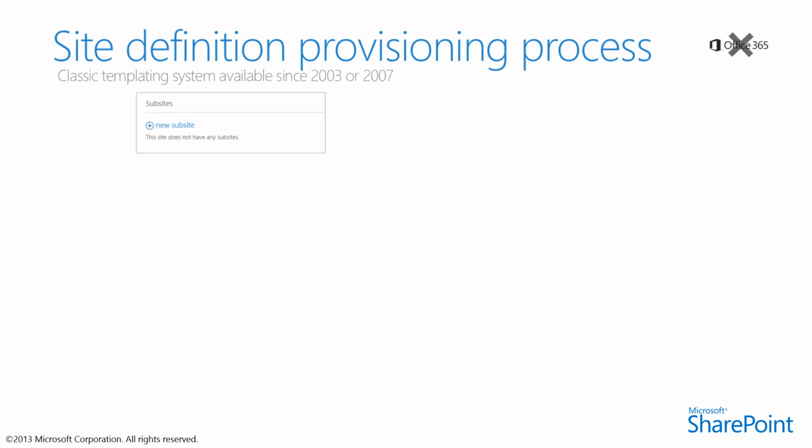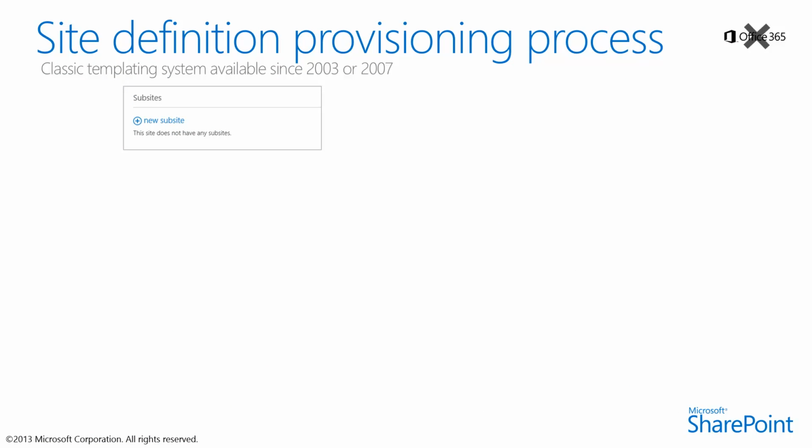The following option we have in SharePoint, which we're going to go through, is the site definition provisioning process. This is the classic templating system available since 2003 or 2007. There's a significant change between the transition from 2003 to 2007. In 2007, the ONET.xml structure was more understandable. It's still kind of messy XML structures, but you can actually create them pretty easily.